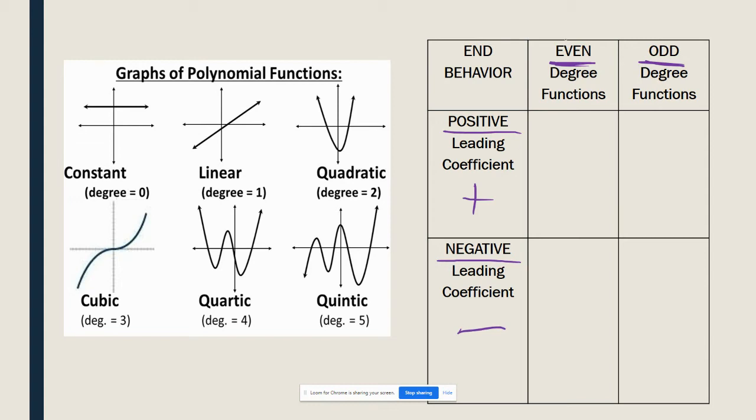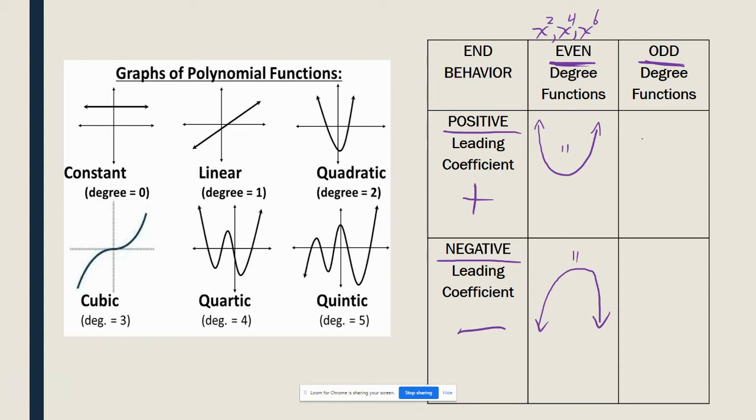So an even degree function means that the exponent is even. So x squared, x to the 4th, x to the 6th, etc. Even degree functions with a positive leading coefficient are going to look generically like this. They're going to start up on the left and end up on the right. Little smiley face there. Even degree functions that have a negative leading coefficient are going to start down on the left and end up down on the right. Little frowny face here.